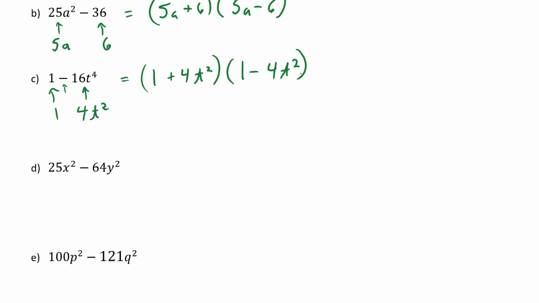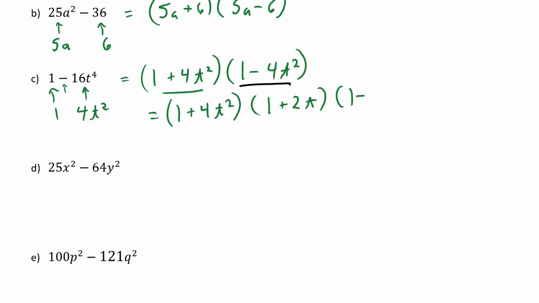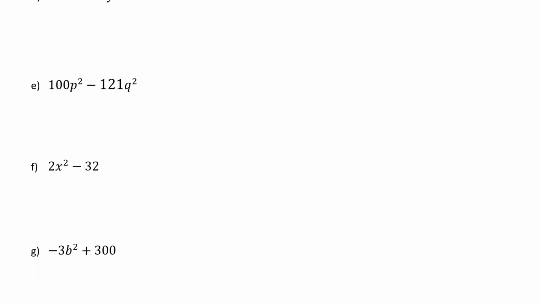What else do you notice about this particular question? I can keep going right here. I copied this down. This is the sum of two squares. I can't apply my law to that, but this is a difference of two squares. 1 plus 2t, 1 minus 2t. So once again, if it says factor completely, make sure you do that. See if you can continue to factor after you do your first step. D and E are pretty simple.